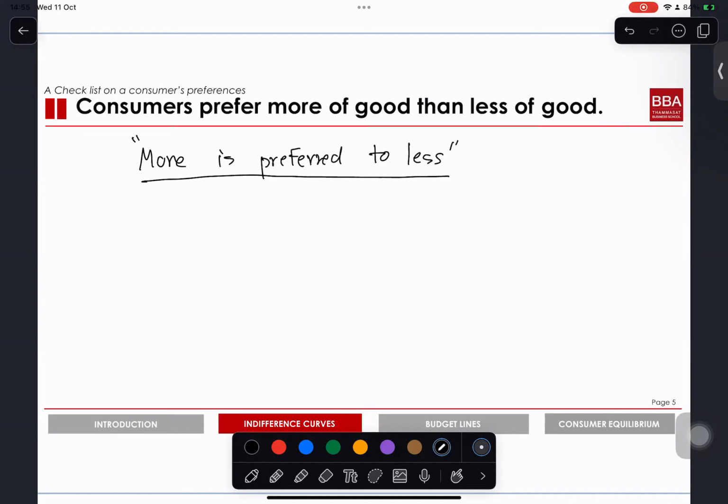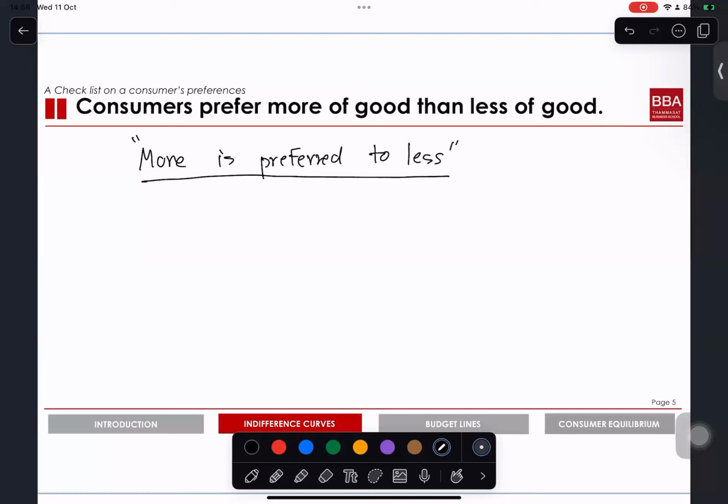How many A's do you want to have in your transcript? Grade A. All. More is preferred to less. In choosing between 20 scoops of ice cream and 10, which one? 20. Okay. So you comply with this as well. More is preferred to less.